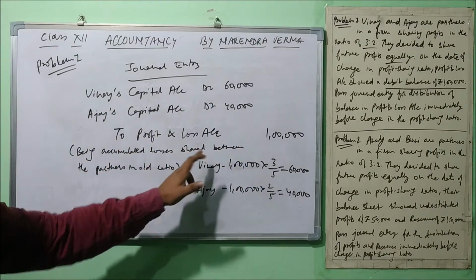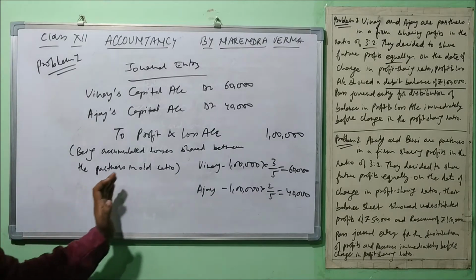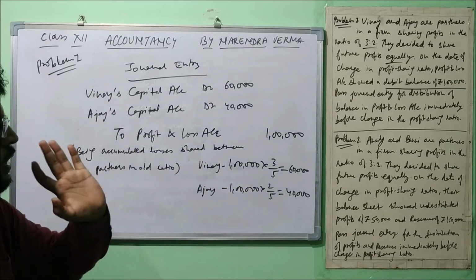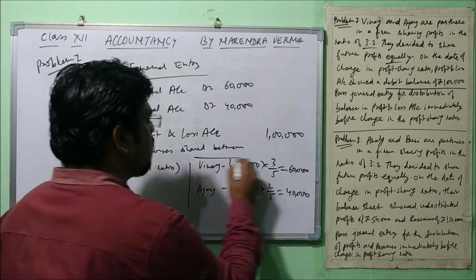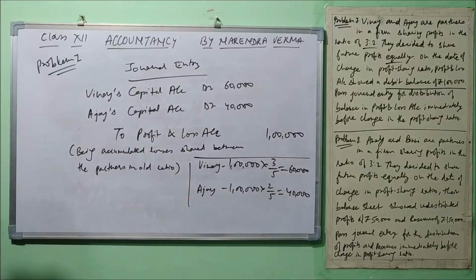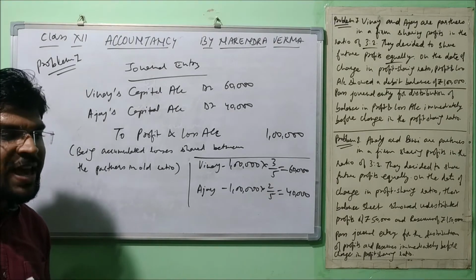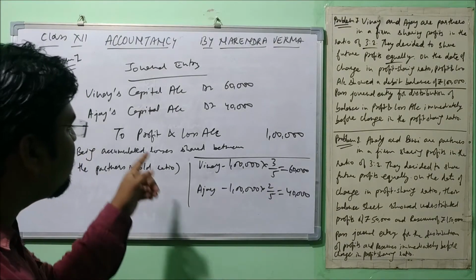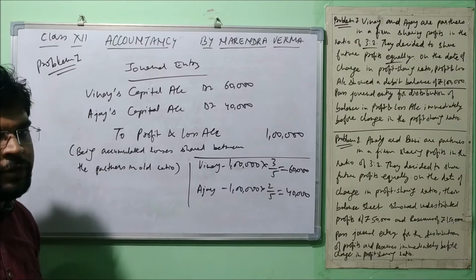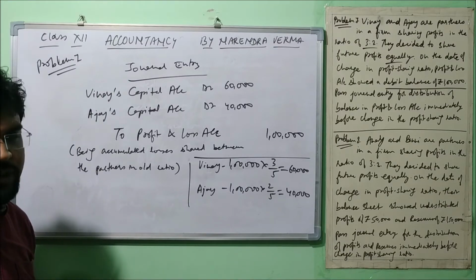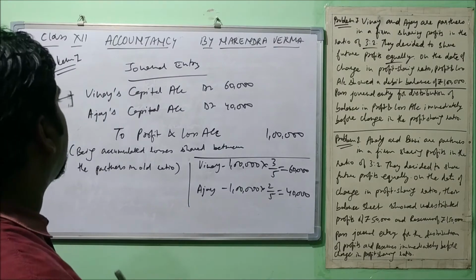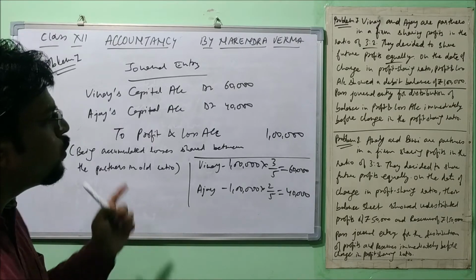Being accumulated losses shared between the partners in old ratio. How? This is the working note. So in that way it will be done. Let me tell you one more thing, right now we are just learning the pieces of the question. When we have the full-fledged question, this entry will be one part of that question. But we need to learn that. Understanding? Now let's move on to problem 8.